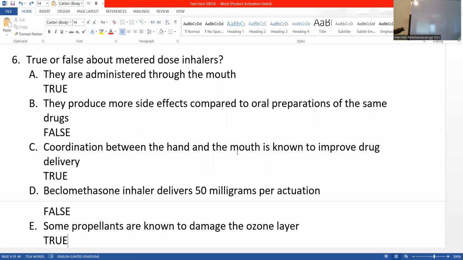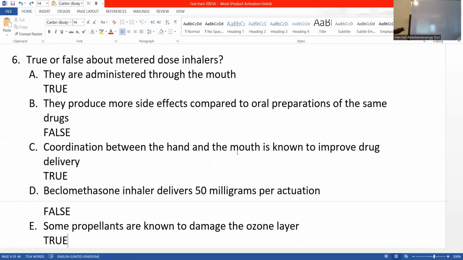What you inhale will not go to the systemic circulation, the blood circulation, as much as oral drugs do. Very, very little. So B is false. Inhalation gives fewer side effects.